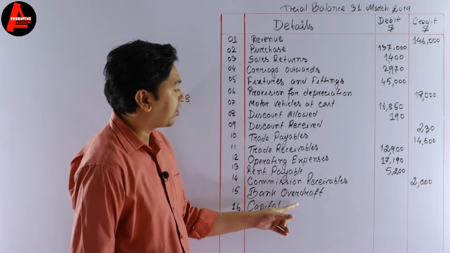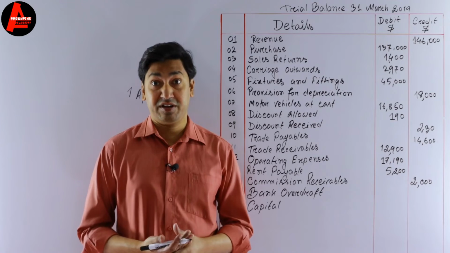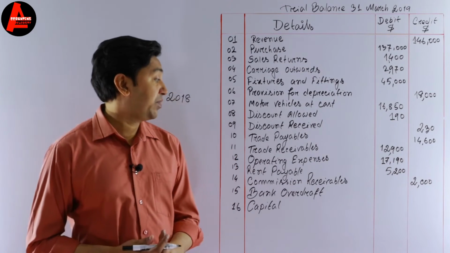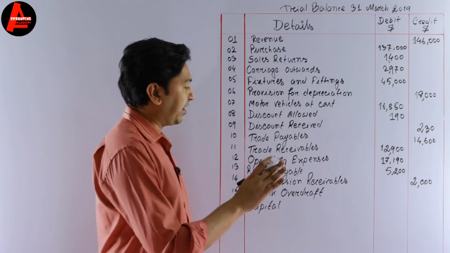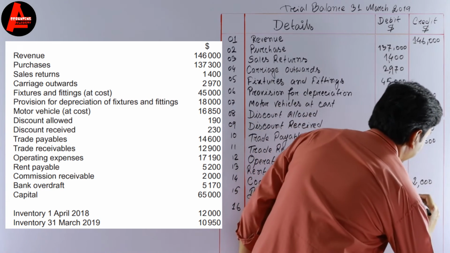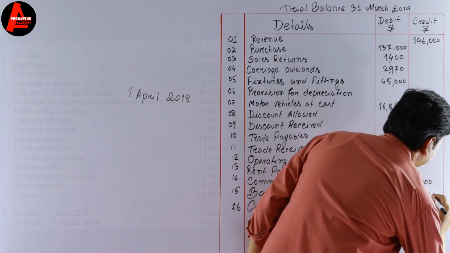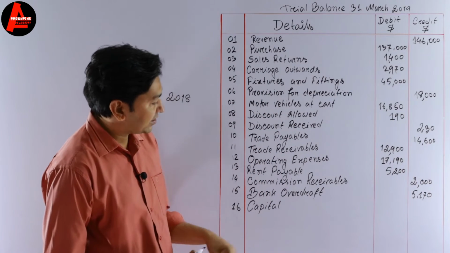Next one is here bank overdraft. You all know bank overdraft is a liability. Yeah, it is a liability for the business and liability has credit balance. So it will be recorded on the credit side. So let us write here $5,170. Okay, very good.